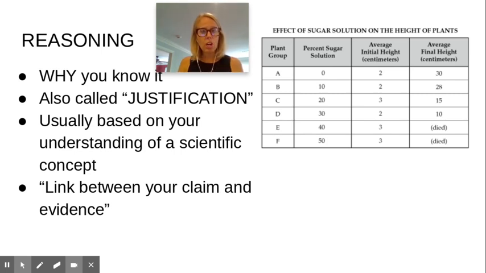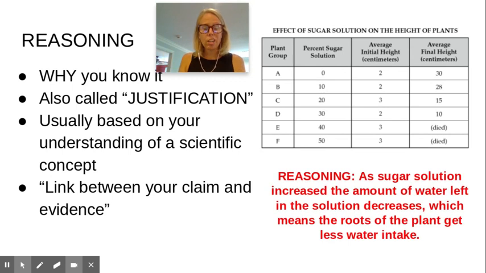impacts plant growth. Our claim, because we can see the 0% sugar grew the most at 30 centimeters and the 30% sugar grew the least at 10 centimeters. Here's why, our explanation for why that probably is. Well, as sugar solutions increase, the amount of water in that solution actually decreases. So as we dump more sugar into it, there's actually less space for the water. So the more sugary solution we're giving the plant, that actually has less usable water. And so the plant is not taking up enough water and is probably dying.